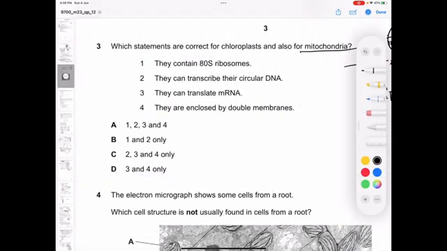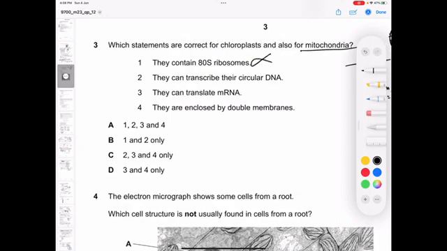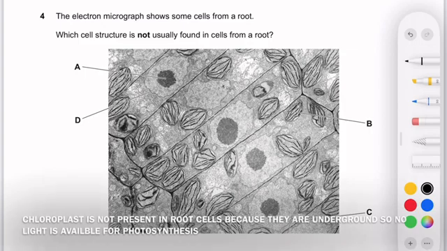Which statements are correct for chloroplasts and also for mitochondria? They contain 80S ribosomes. That is wrong. They can transcribe the circular DNA. True. They can translate mRNA. True. They are enclosed by membranes. True. So 2, 3, and 4, just C.